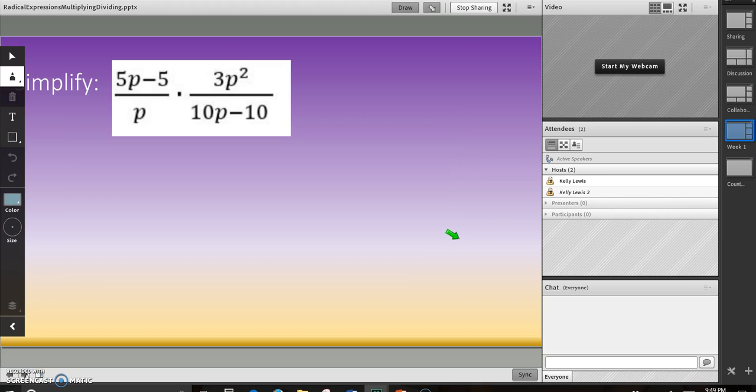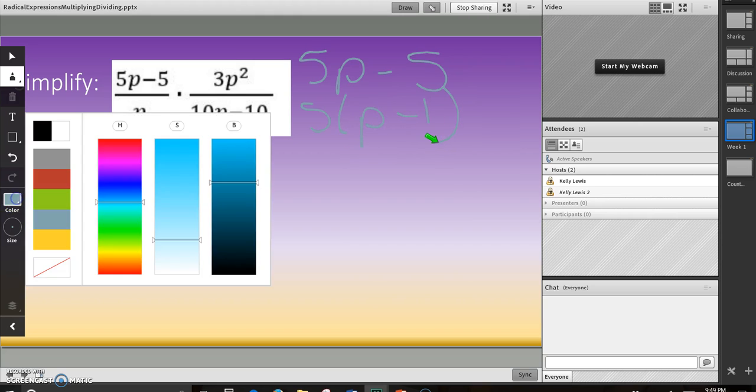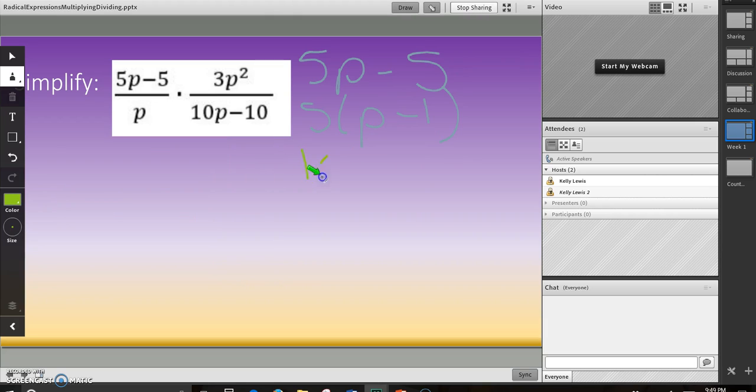All right, so for example, 5p minus 5, I'm going to factor that. I can take out a 5, and so I get p minus 1. The 3p squared and the p can't be factored. The 10p minus 10 can. If I take out a 10, I get p minus 1. And I'm really excited because I have those two p minus 1s. So I'm going to rewrite this thing with my factors.